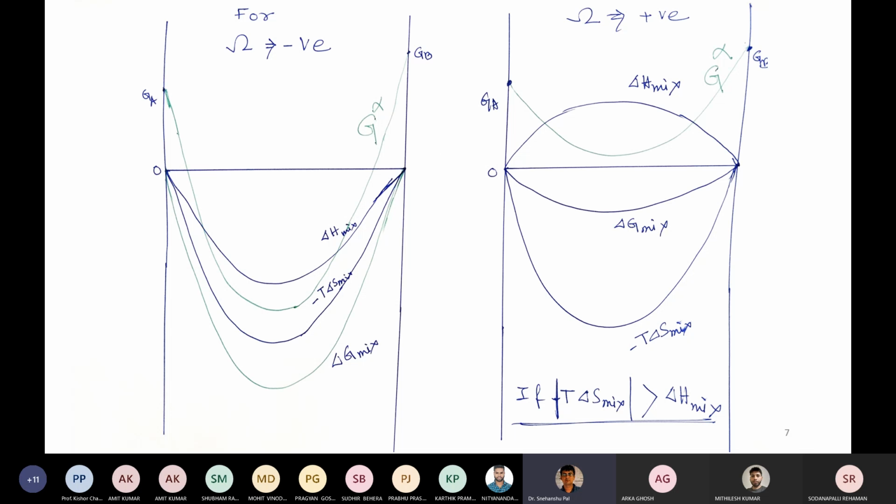Now we are going back to the regular solution and try to understand how different del G mix diagrams will appear based on the positive or negative interaction parameter. So there are different values of tau. The interaction may be positive, it may be negative. Based on that, del H mix will be negative, or del H mix will be positive, based on the interaction parameter. That is a very important parameter in order to understand the Gibbs free energy change for the mixing, del G mix.